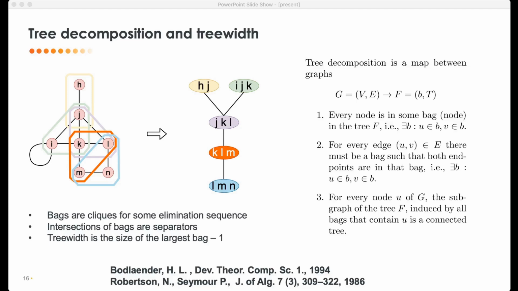Tree decomposition was introduced by Robertson and Seymour, and they showed that it characterizes the structure of the graph. If tree width is large, then the graph has to contain some large minors. A famous review of tree decomposition is an article of Hans Bodlaender. And also an explanatory picture on the left shows that bags in the tree decompositions are exactly cliques. Intersections of these bags are separators in the graph, and a separator is a set of vertices which you can remove, and then the graph becomes disconnected. And the tree width is also the size of the largest bag minus 1.